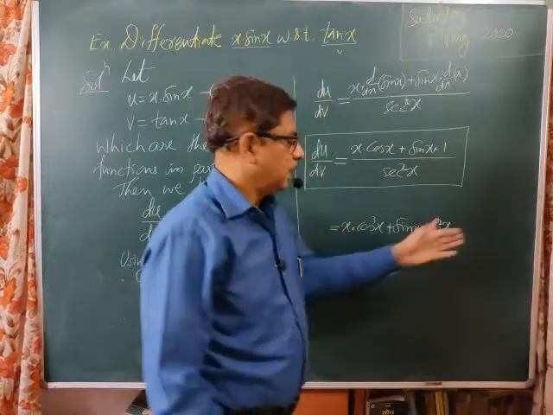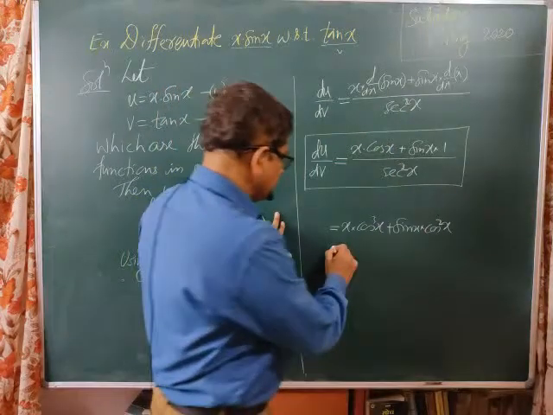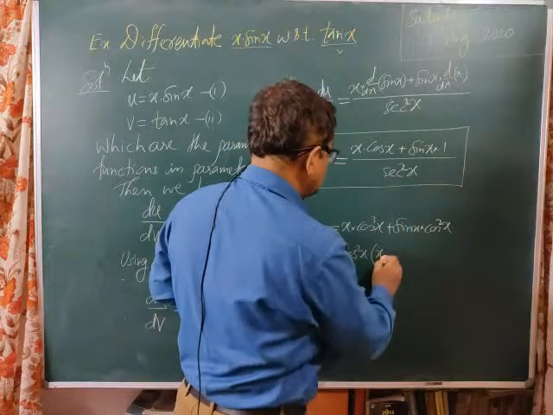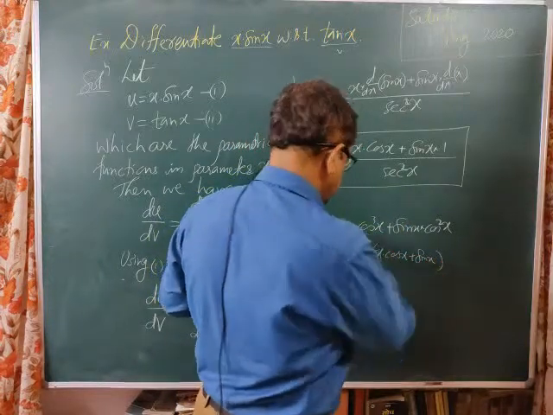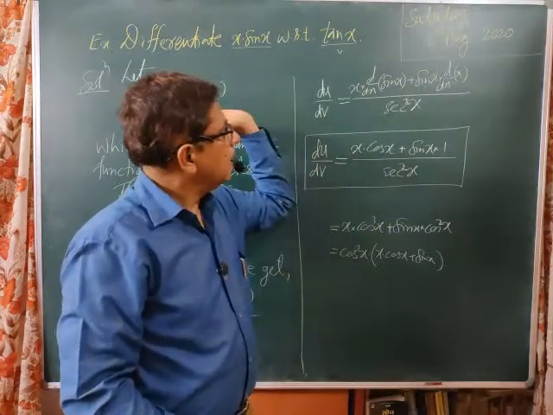Sometimes cos square x can be taken outside the common bracket, so the answer may also come like this: cos square x, which is 1 upon sec square x, into bracket x cos x plus sin x. These may be the correct answers for MCQ.